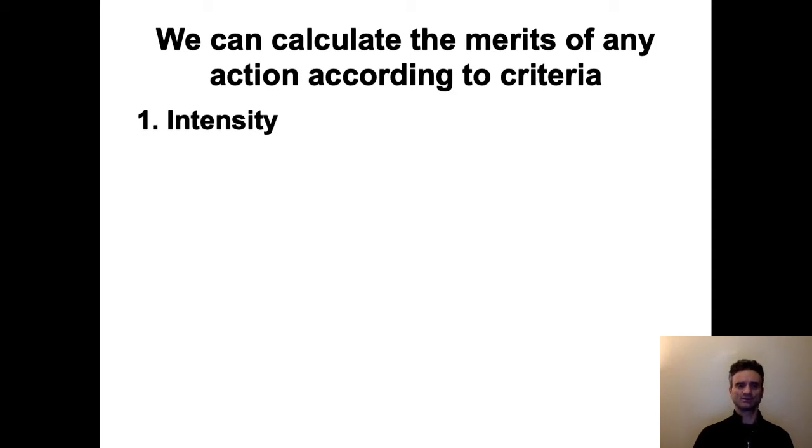The first criterion is intensity. So I set up the calculus and I determine how much pleasure on the one side and how much pain on the other side will be brought about as a result of my action, whichever that is, lying, getting an abortion, or anything. So you assign a number to the intensity of pleasure and the intensity of pain. What about the duration? How long is it going to last?